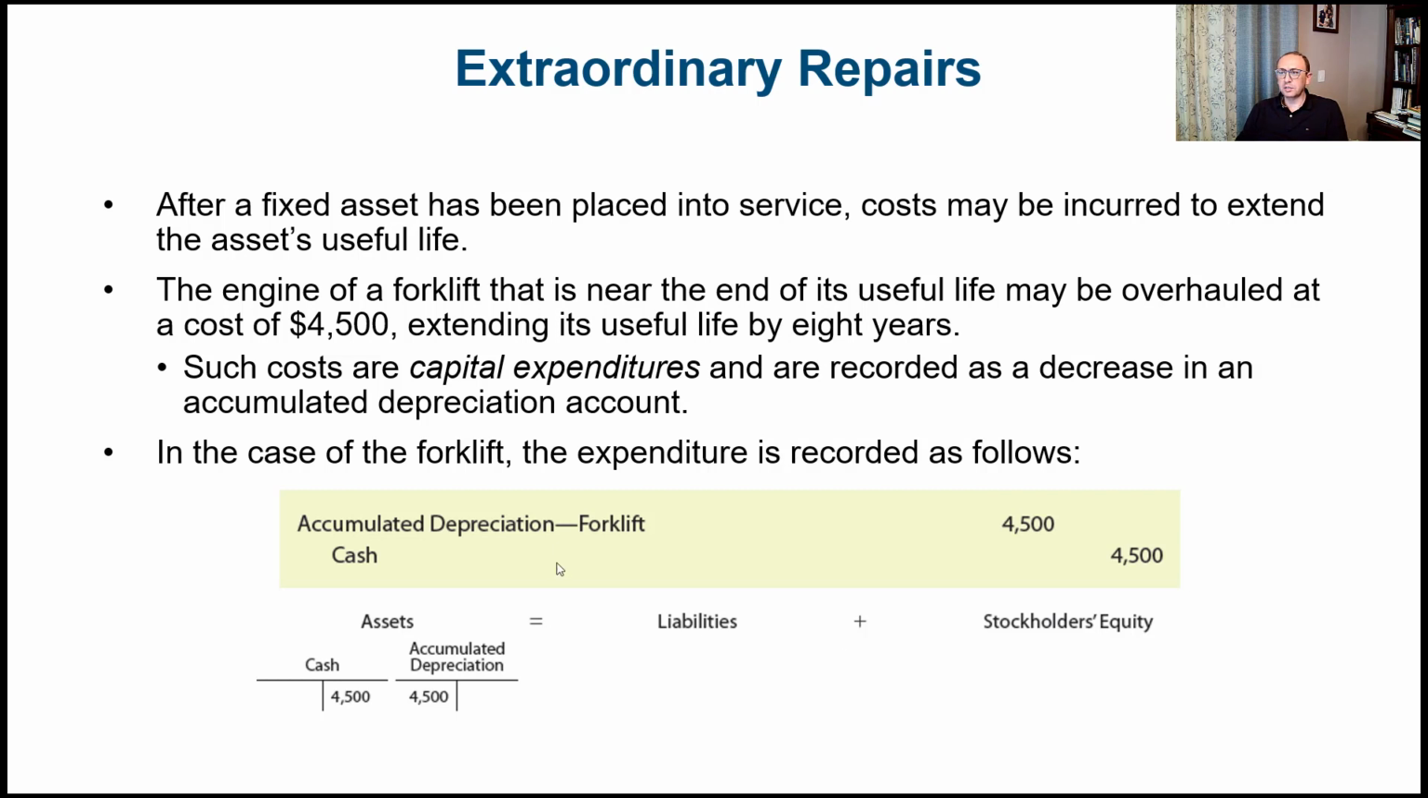So we debit accumulated depreciation for the forklift and we credit cash. So that way we're reducing the value of the accumulated depreciation. Of course we're paying the cash, but we're not touching the asset itself. So the forklift is not affected by this journal entry. It's only the accumulated depreciation of that asset.